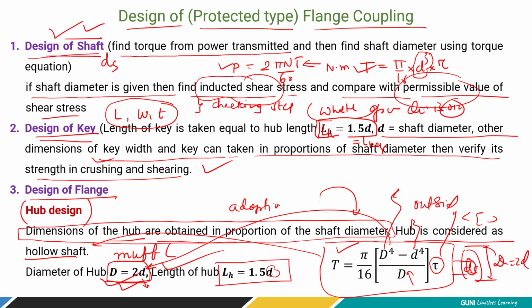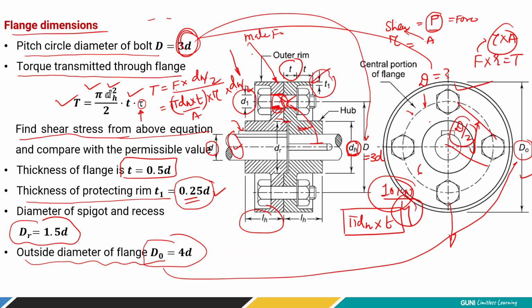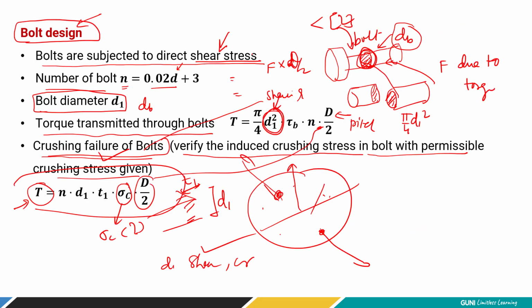By adopting them, we simply verify those dimensions in shear failure by considering the hub as a hollow shaft. Then we also talked about the flange dimensions, where all the dimensions are taken in proportion with the shaft diameter, right? We try to verify the shear stress induced in the flange, and ultimately we confirm that the taken dimensions are safe, right?